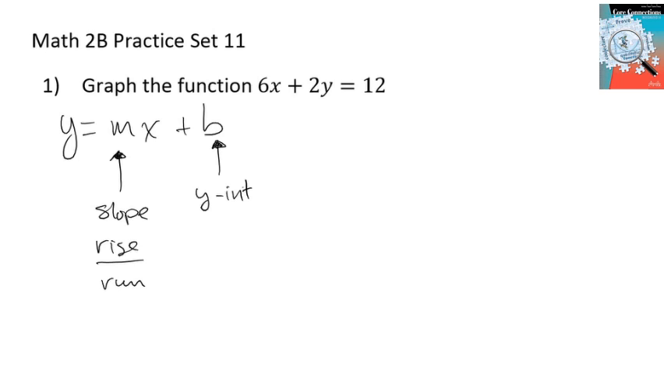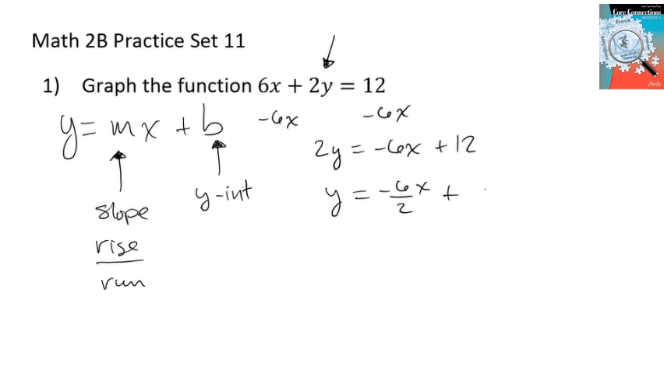So what I'm going to do is transform this equation by isolating the variable y. From each side of this equation, I'm going to subtract 6x, and then I'll rewrite it. So this equation is now 2 times y equals negative 6x plus 12. And then I'm going to divide both sides by 2. So y is equal to negative 6x over 2 plus 12 over 2. And if I simplify that further, y is negative 3x plus 6.